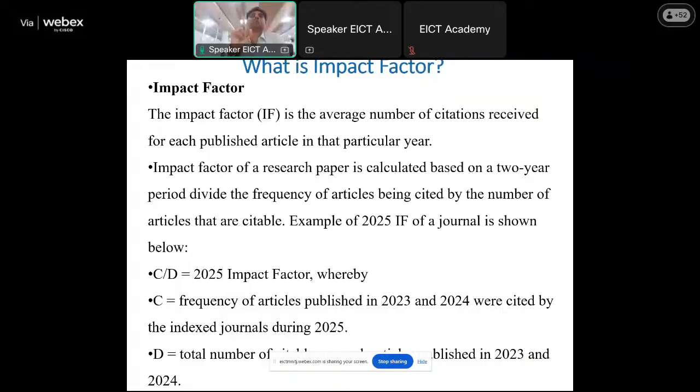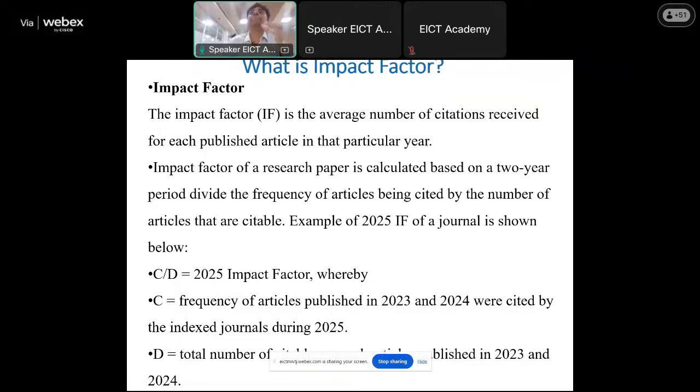So please ensure that when you use the impact factor word, the impact factor does change with the years. Impact factor of 2025 is different, impact factor of 2024 is different, and impact factor of 2023 is different. Now, how is the impact factor calculated? For that, I have given an example: the 2025 impact factor of the journal, how it is calculated.